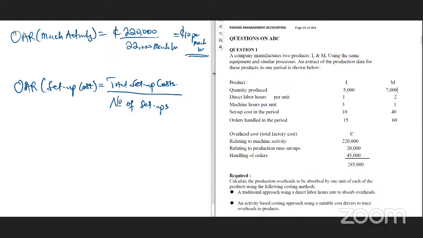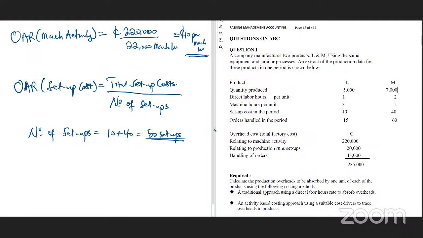So now the thing is, what was the total number of setups in the period? You see, it wasn't per unit. You see students multiplying. Did they say per unit? No. They said number of setups, right? So this one, we have 10 setups plus 40 setups. That means we end up with 50 setups during the period.